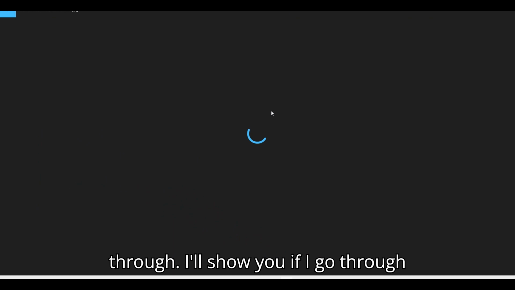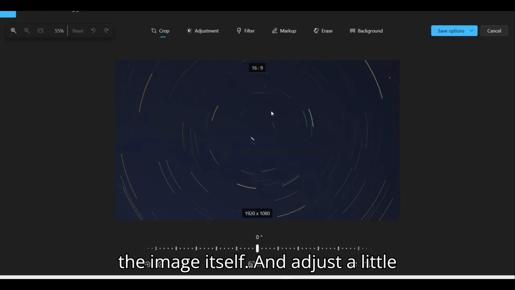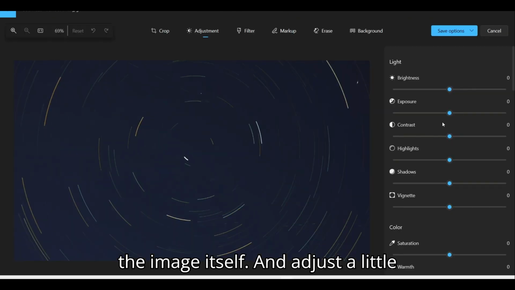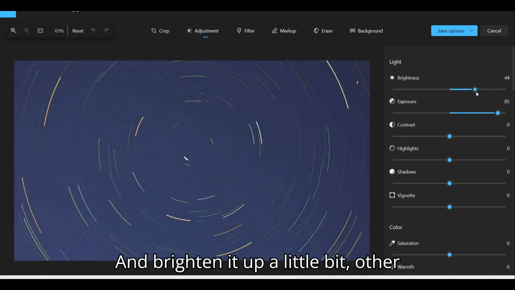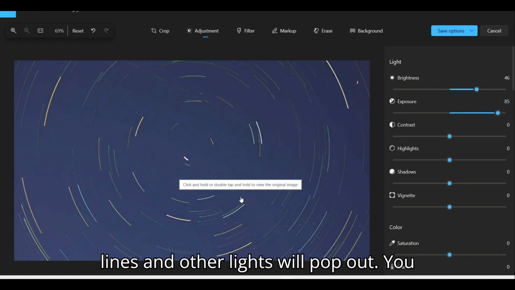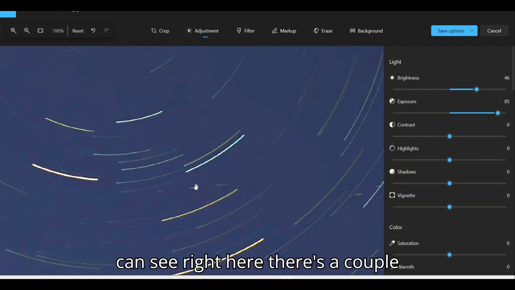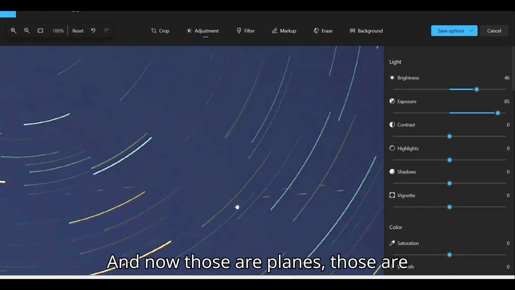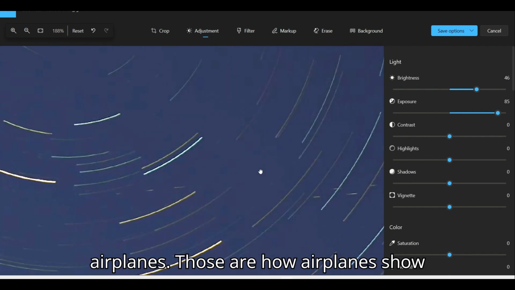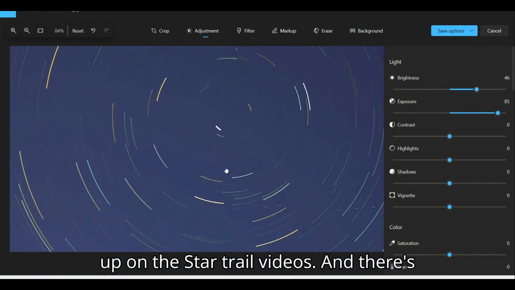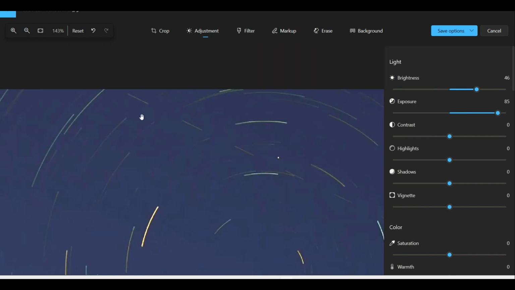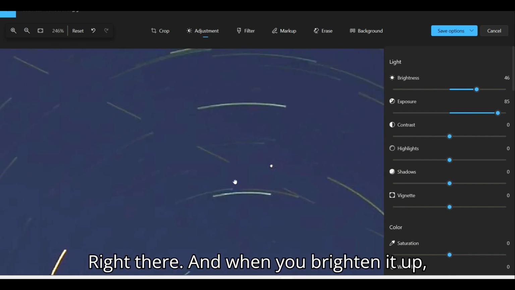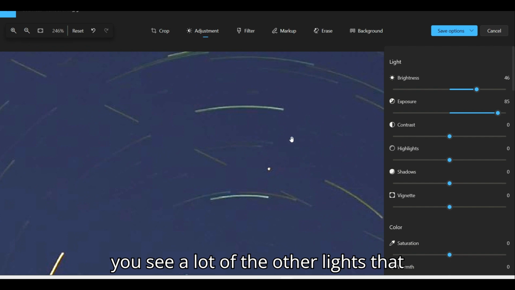And I'll have to go through, I'll show you. If I go through the image itself and adjust a little bit, like expose it a little bit and brighten it up a little bit, other lines and other lights will pop out. You can see right here, there's a couple little trails going through. And now those are planes. Those are airplanes. Those are how airplanes show up on these Star Trail videos. And there's another one that comes across right here. You can see it's like a dotted line right there. And when you brighten it up, you see a lot of the other lights that the camera had captured.